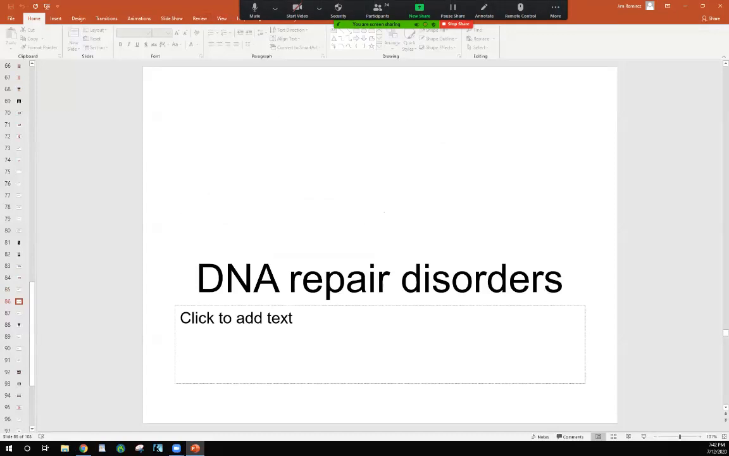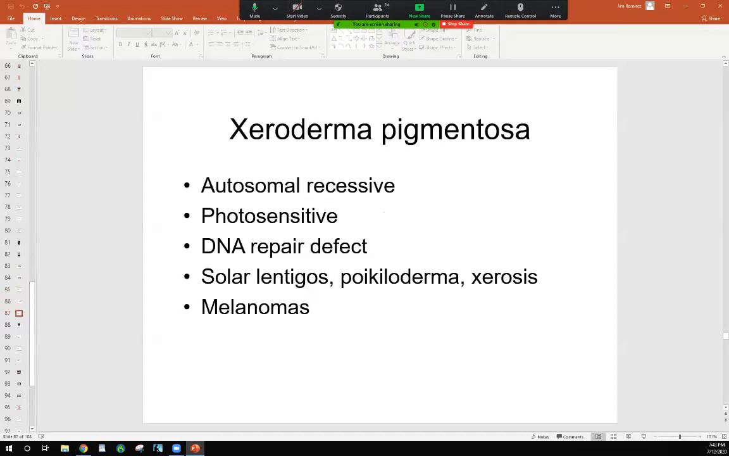All right. So we'll move on to the DNA repair disorders. This is another one I just want to try to conceptualize as much as possible because I can't possibly go through every detail on each one of these.